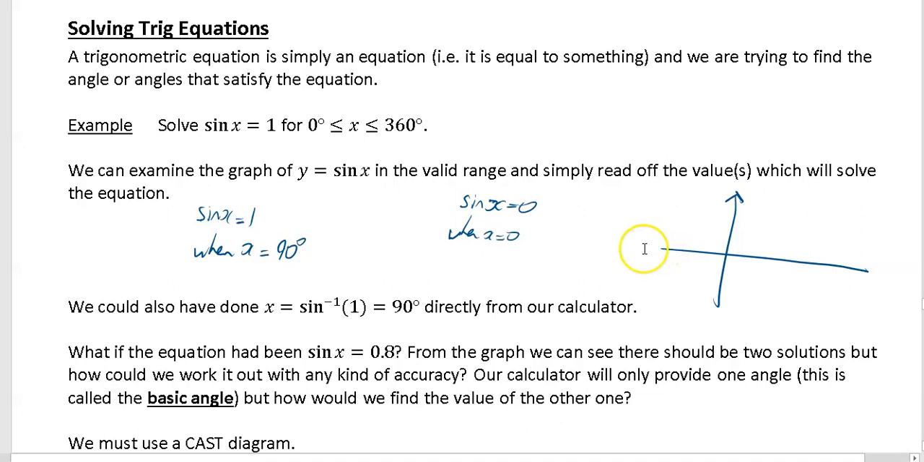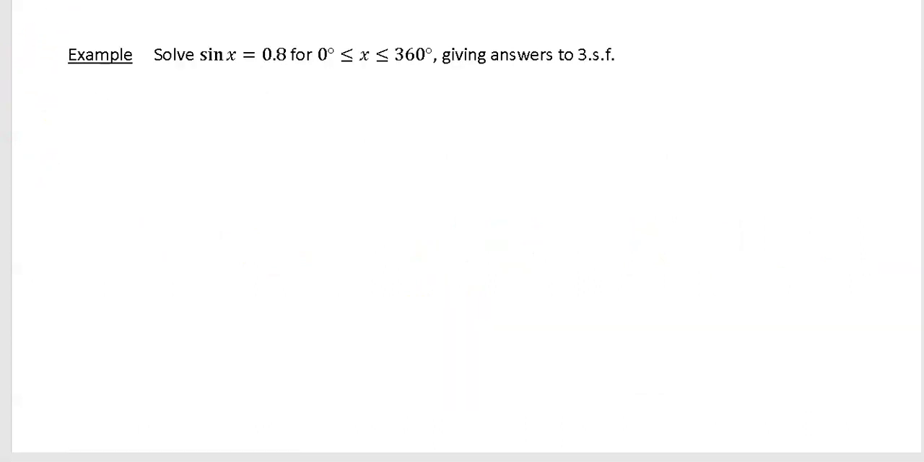180. Okay, we're going to look at a better example here using our CAST diagrams to solve trig equations. I've skipped out a wee bit of notes here on how we do this. We're just going to talk through it. I think it would be better use of our time. So it says solve sine x equals 0.8 for 0 degrees is less than or equal to x is less than 360 degrees. Give your answer to 3 sig figs.